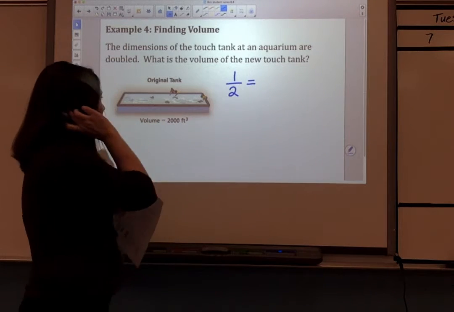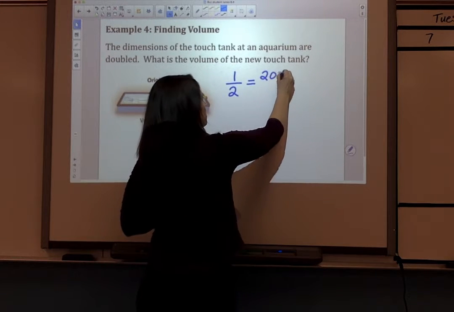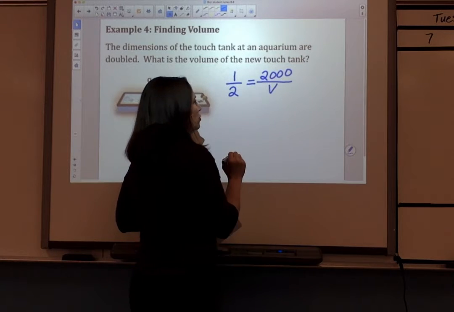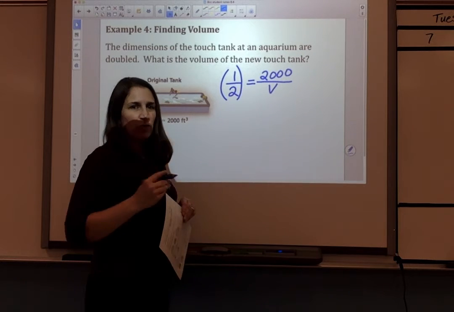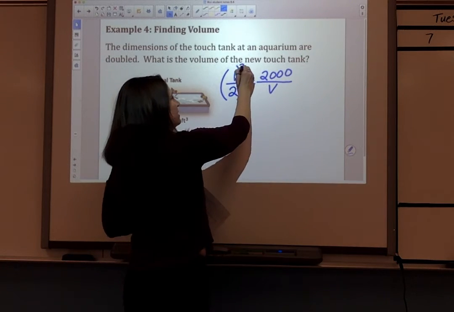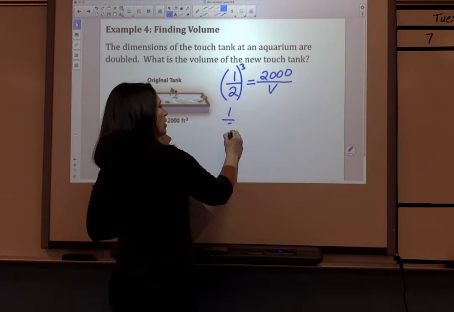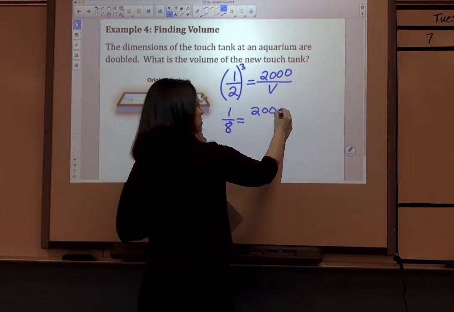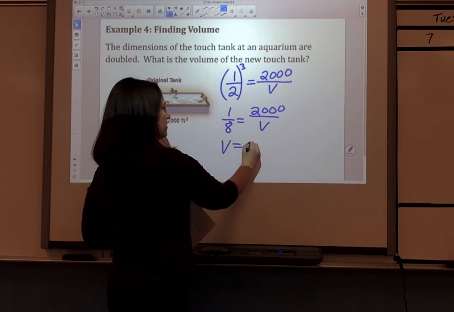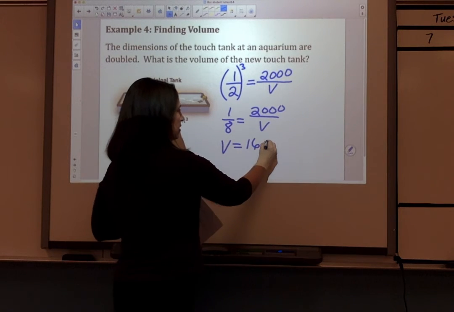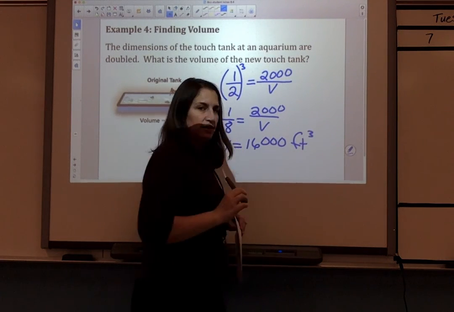And then I'm going to compare that to the volume of the original tank, which is 2,000, and the volume of the new tank. But I can't just use this 1/2. Because volume is a 3-dimensional measurement, I need to cube this ratio. So as I simplify that, that'll be 1 over 8 equals 2,000 over V. And then I can use cross products to simplify that. That's V equals 16,000, and that will be in cubic feet.